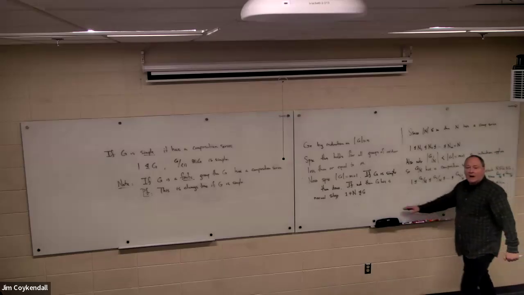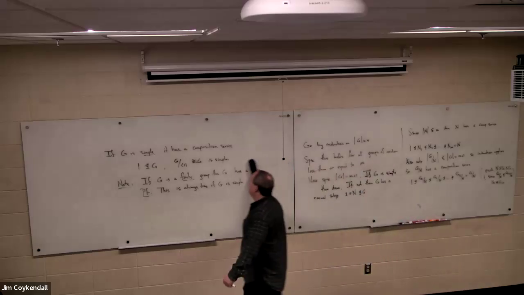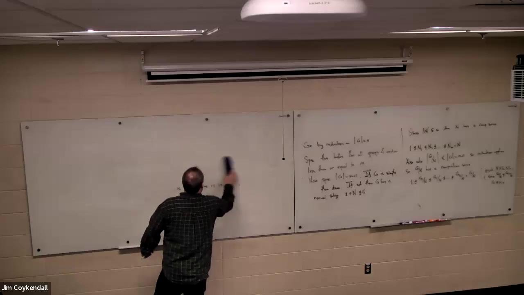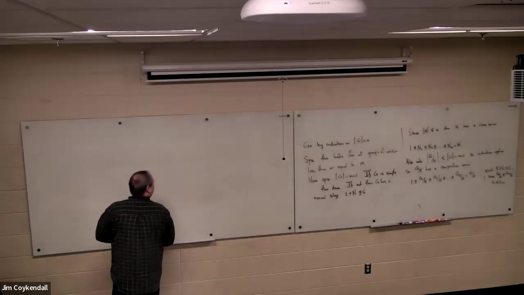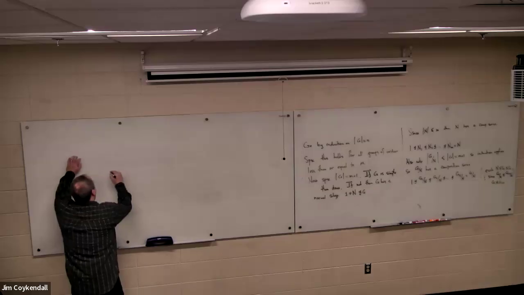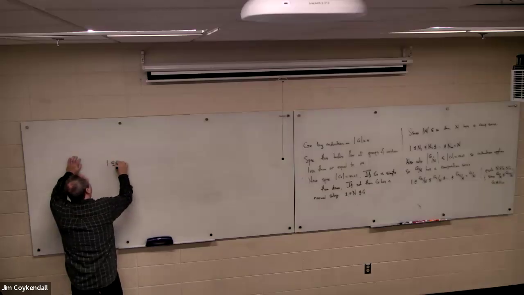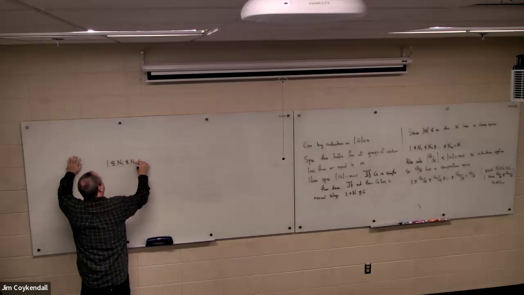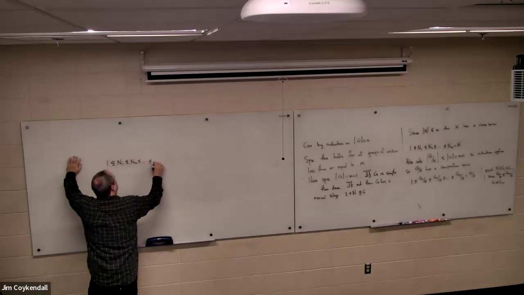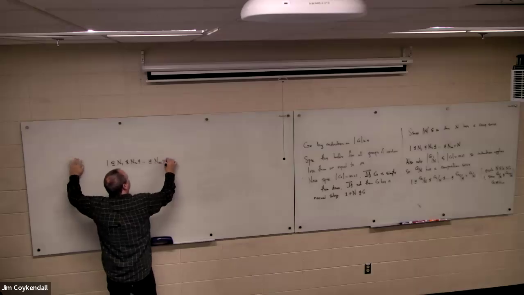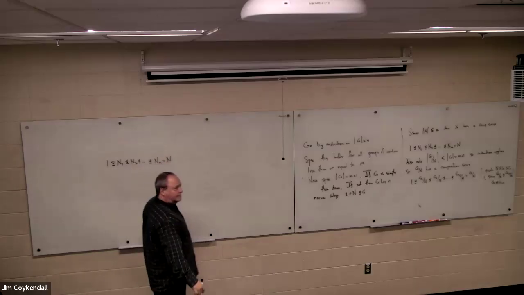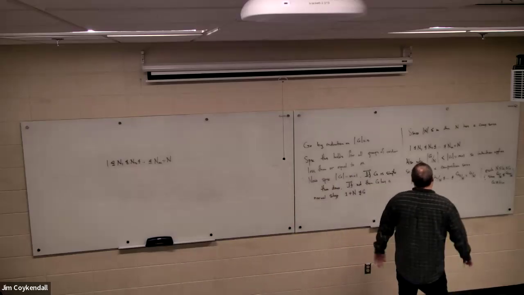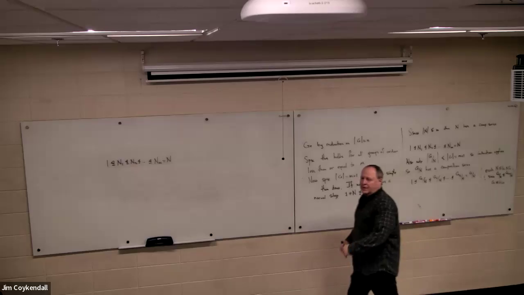So now I'm going to glue this together. Let me build something longer. 1 is normal in M1, normal in M2, normal in M, which is N. And now I am going to do this.